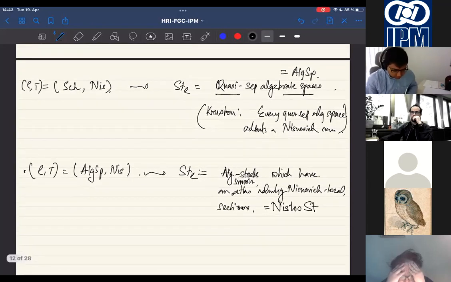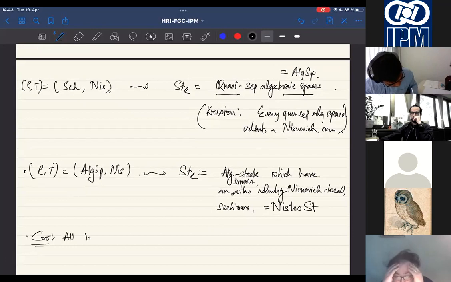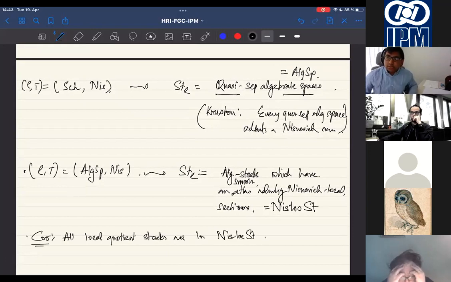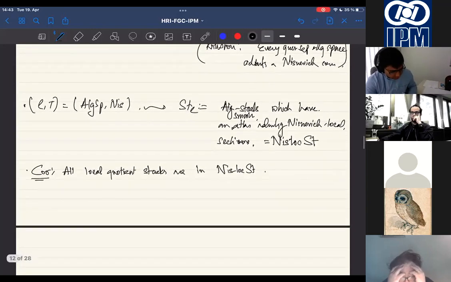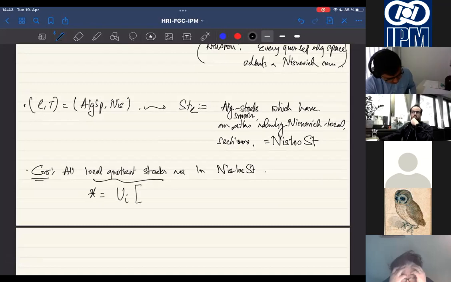Okay, so that's the category, but why is this interesting? Are there nice examples that we can consider in this? So, a corollary: local quotient stacks are in Nislog ST. Local quotient stacks means an algebraic stack which has a covering by open substacks, and each of these open substacks is a quotient stack.